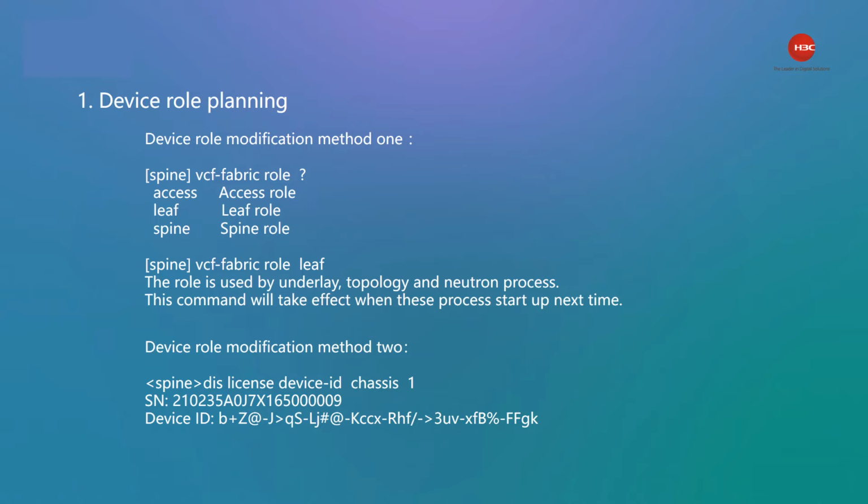There are two ways to modify the device role. The first method is to input the command vcfg fabric role name directly on the device. After this command is configured, restart the device to take effect. You do not need to save the configuration when restarting.